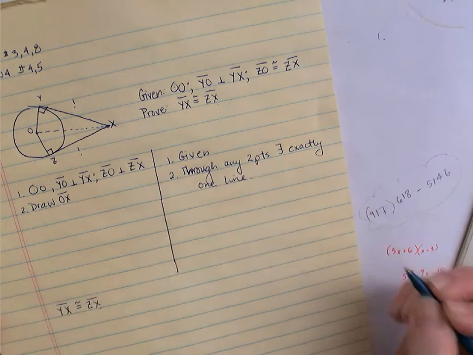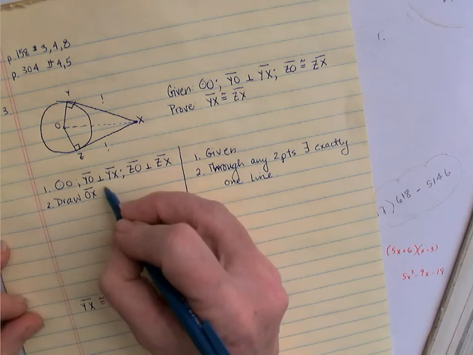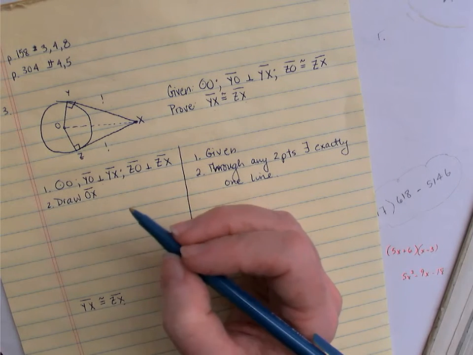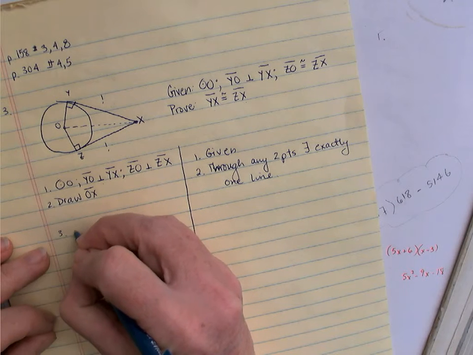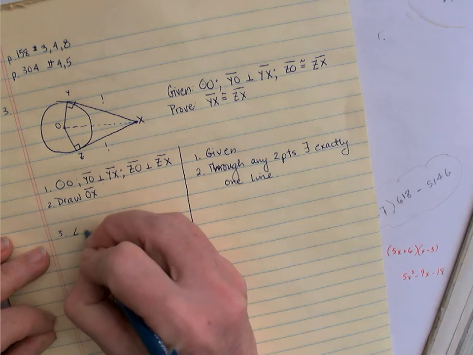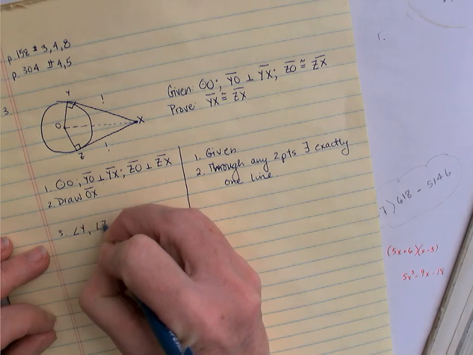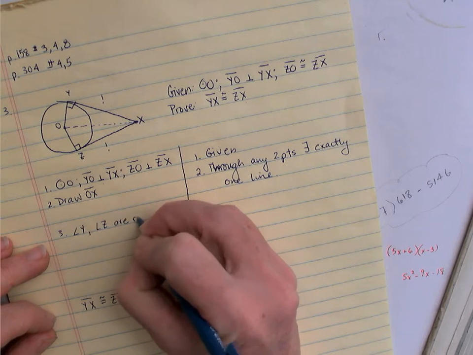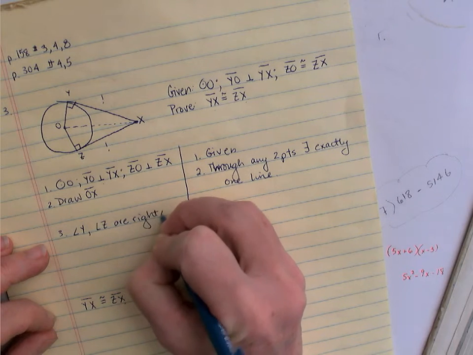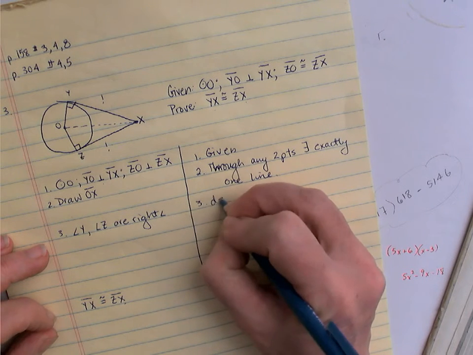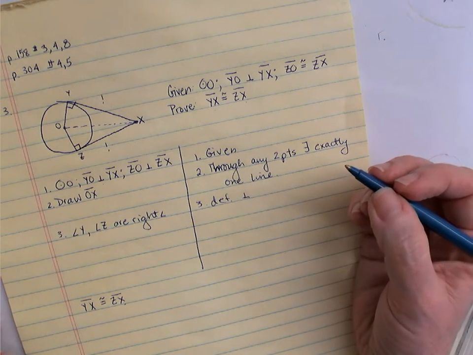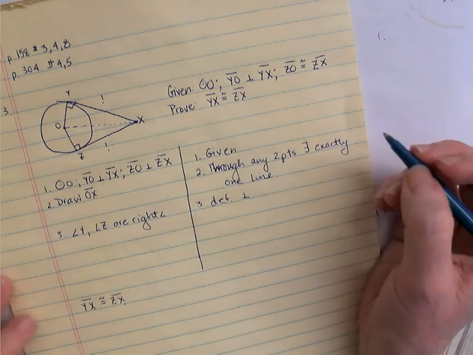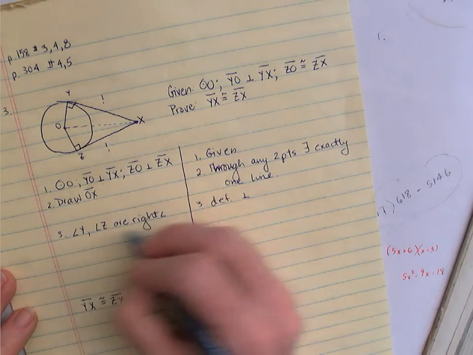So now I have 2 triangles, and in fact, I know that I have perpendicular lines, so I know that I'm going to have right angles. So I'm going to say angle Y and angle Z are right angles, definition of perpendicular, obviously. And as long as I have right angles, I know I can use the HL theorem. And it turns out that, in fact, I do have 2 right triangles, because I have right angles.